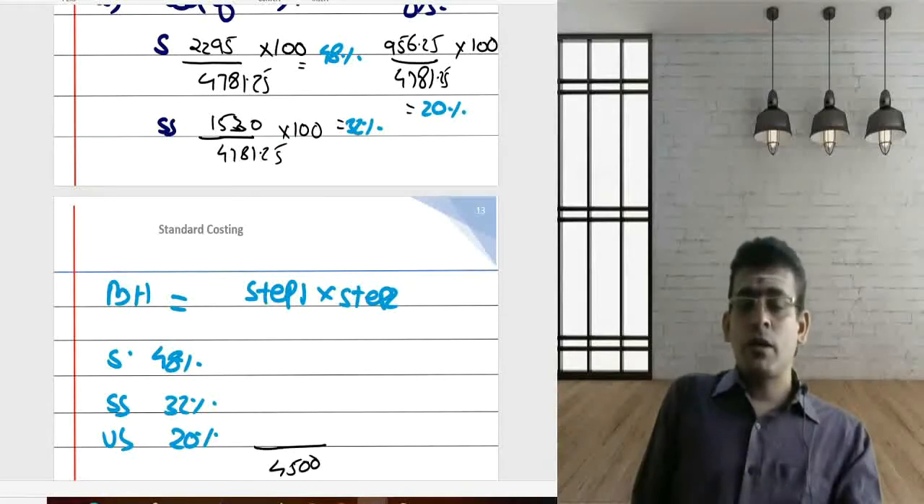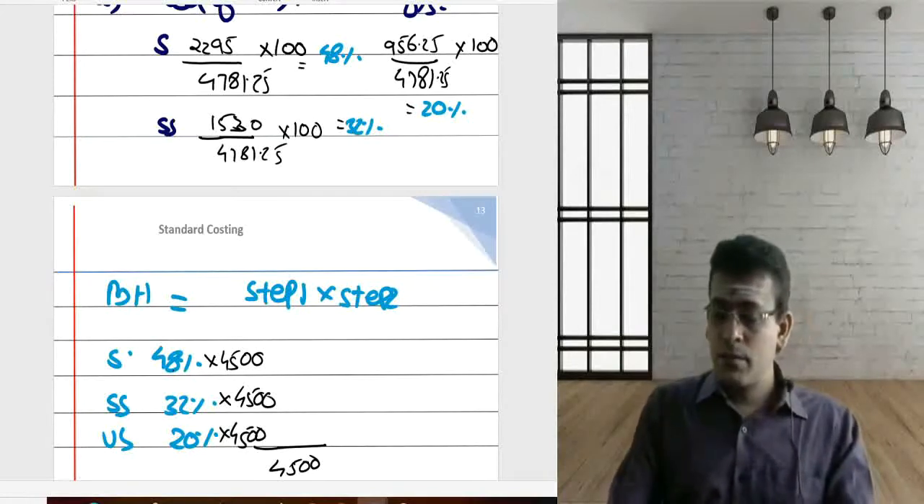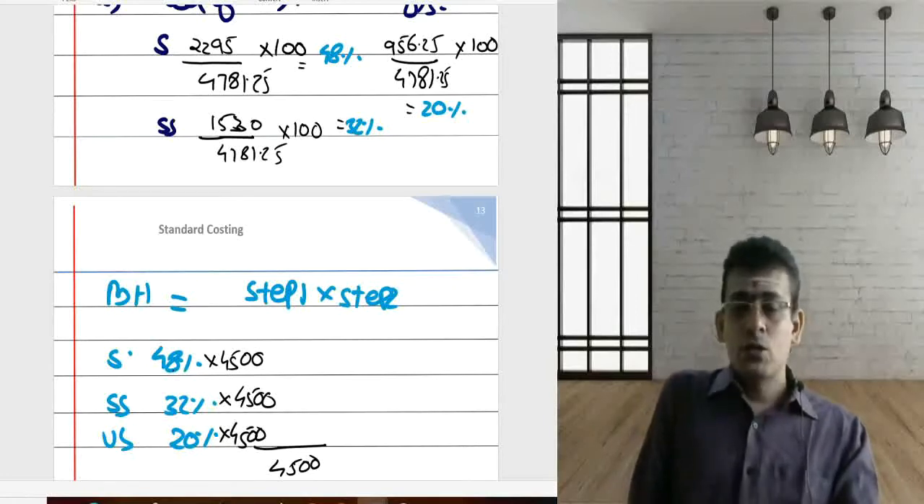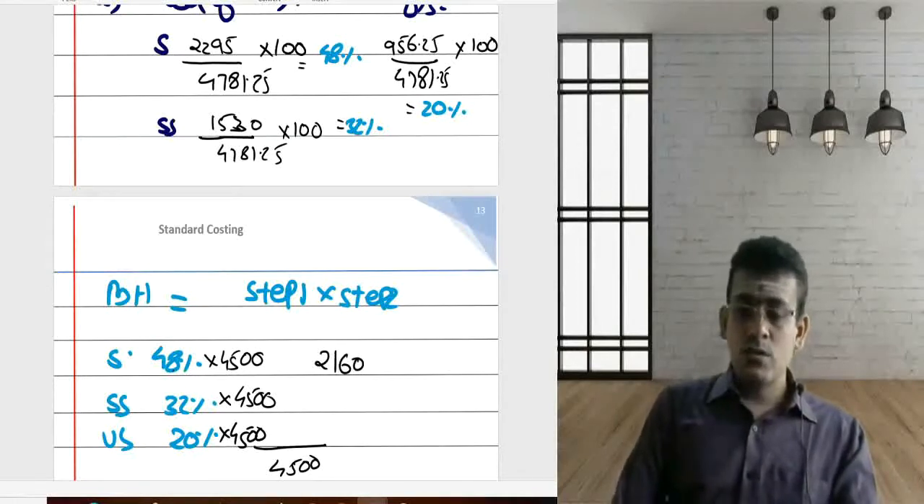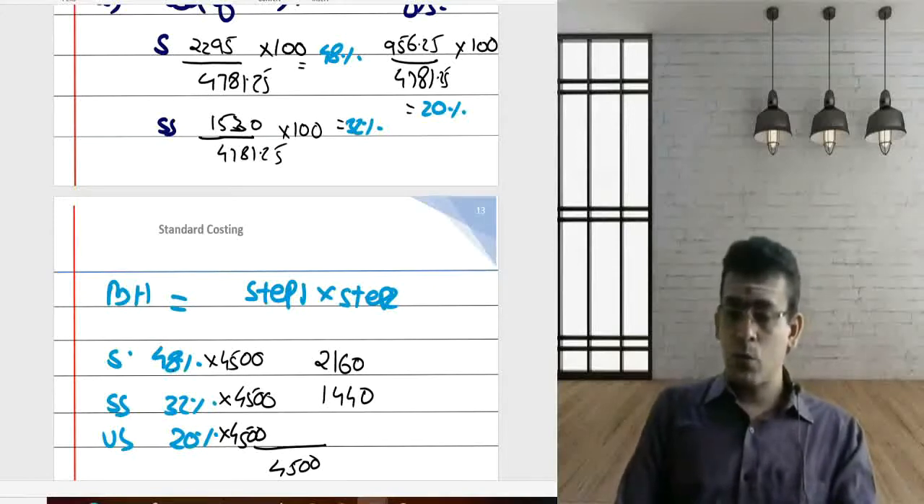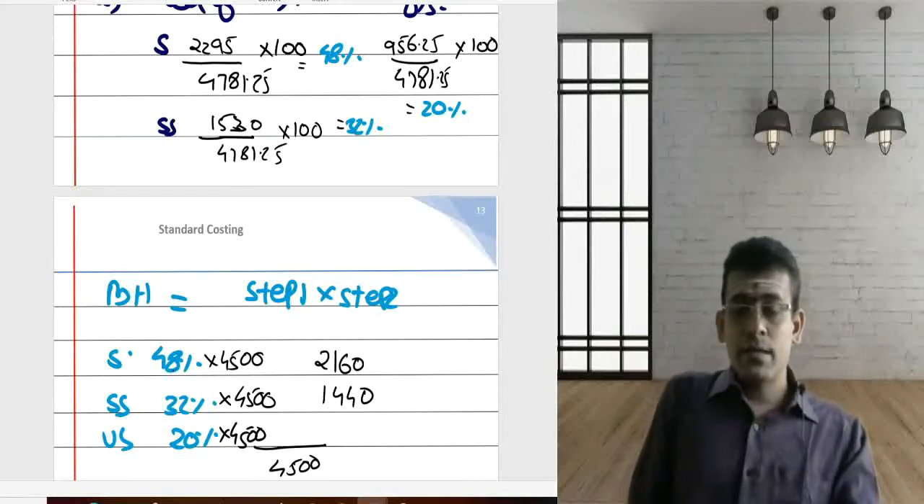Now what we are doing? 48 into 4,500, 32% into 4,500, 20% into 4,500. So if I consider 4,500 into 48%, what is my total? 2,160 is my total. 4,500 into 32%, my total is what? 1,440. 4,500 into 20%. So how much are you getting? You are getting this as 900.